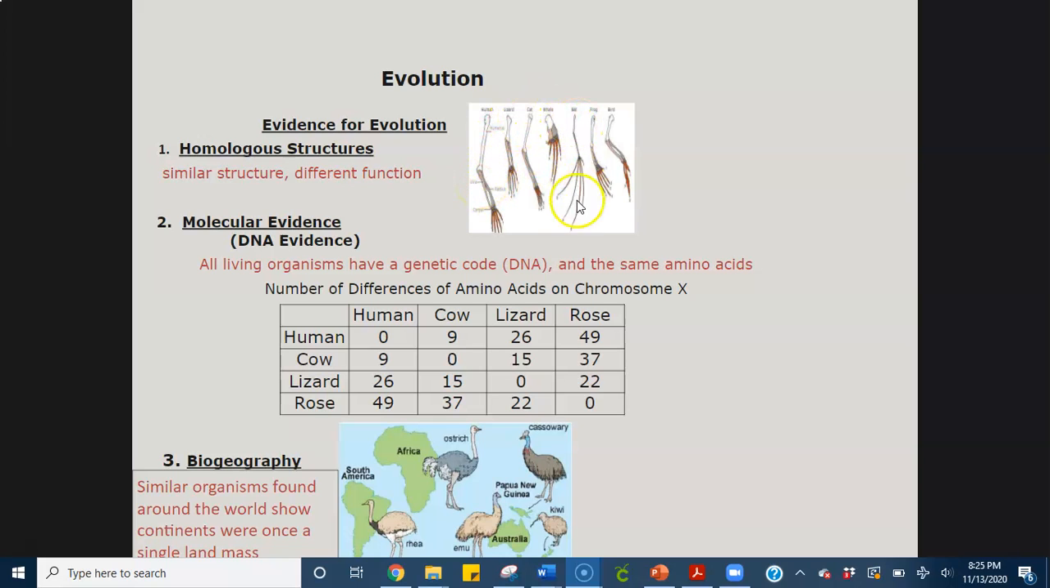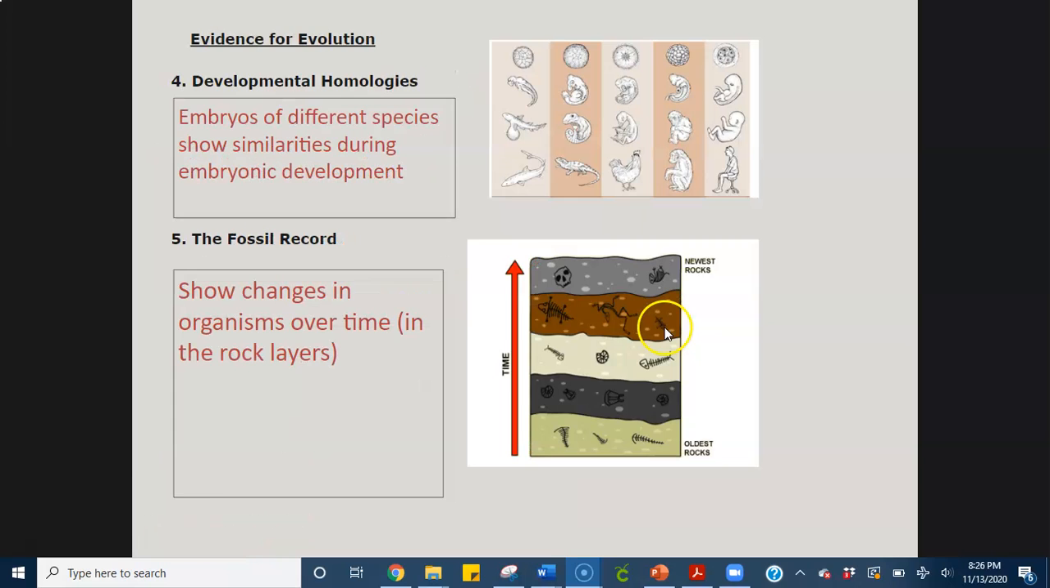And then we look over here at the bat. So this is going to be the wing of a bat. So the function or the job is different between all of these animals, but we have very similar structures. So that is what a homologous structure means, is that the structures of these limbs are similar, but have very different functions.